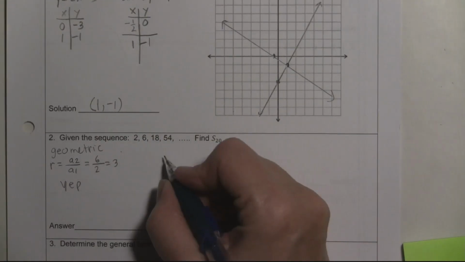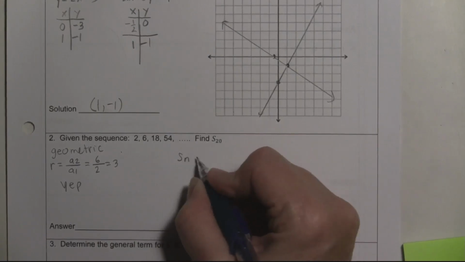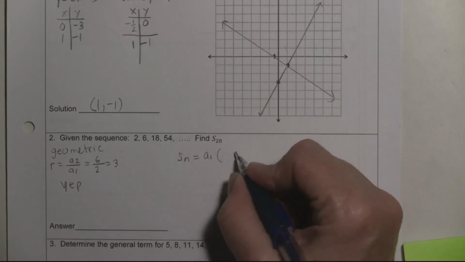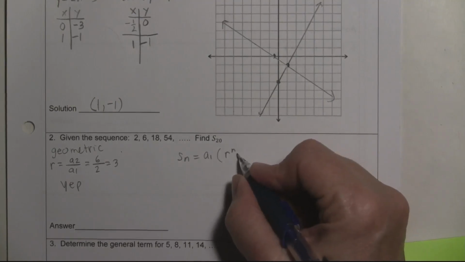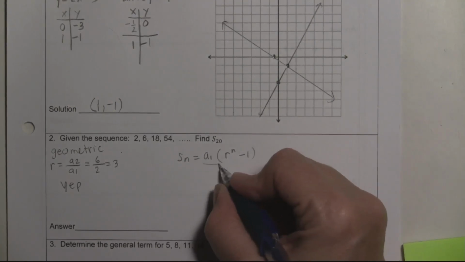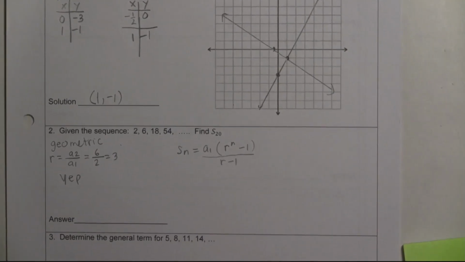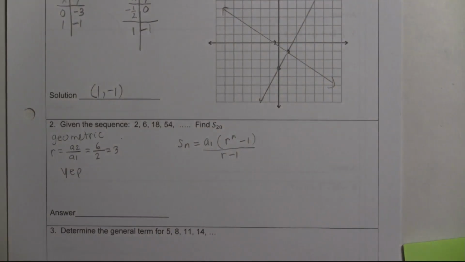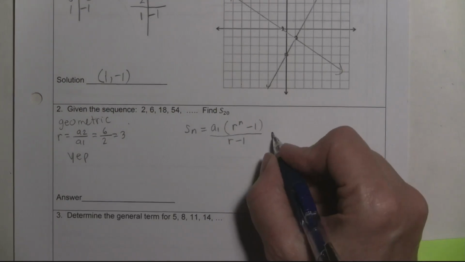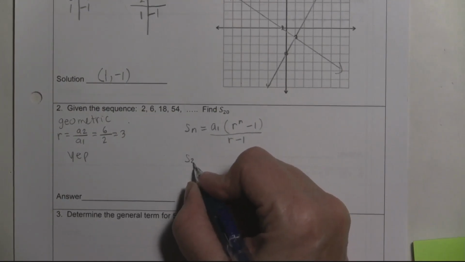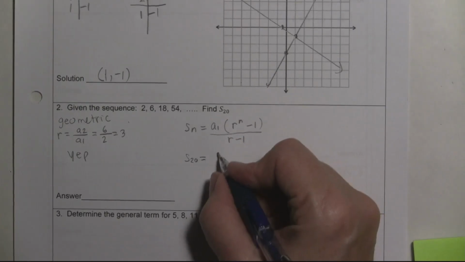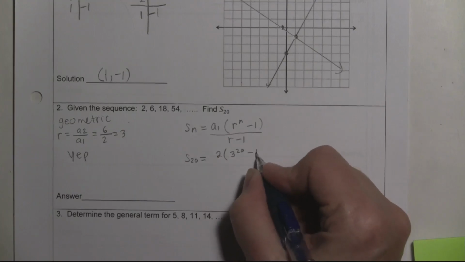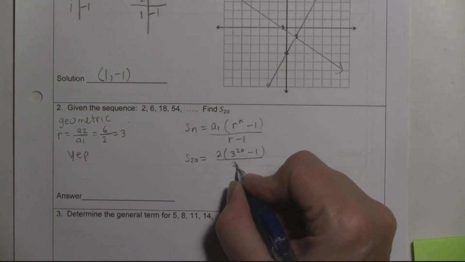So that means the formula for S sub 20, this is the formula for the sum of any number of terms. You need to know the first term, and you need to know the ratio raised to the n, which is 20, minus 1, divided by r minus 1. So the only things that you need to know are the sum of how many terms, what the ratio is, and the first term. So good news, we know all that. So S of 20. A sub 1 is the first term, which is 2. The ratio is 3, raised to the 20, minus 1, divided by the ratio 3 minus 1.